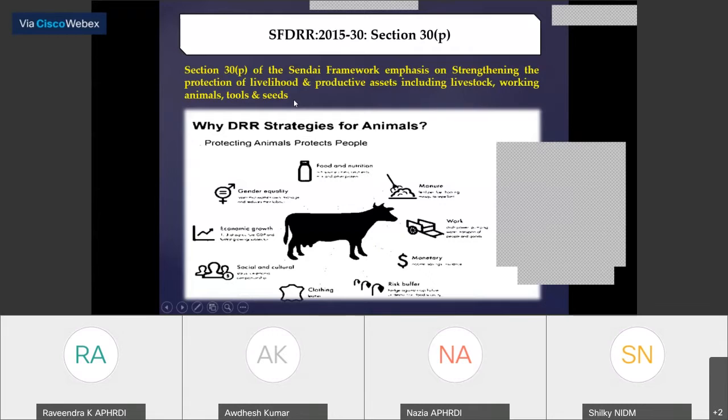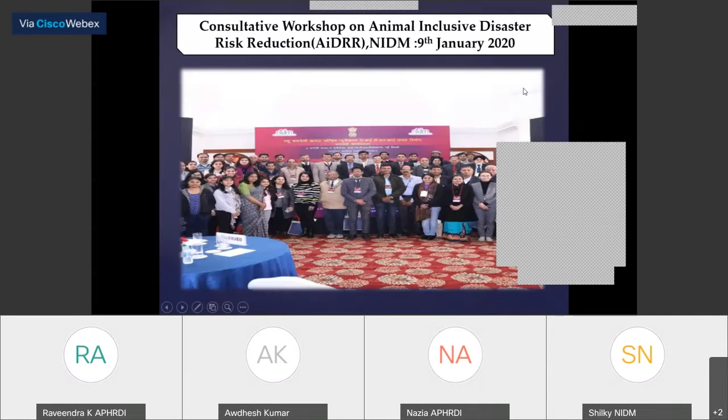Ashish Panda sir was saying that during a disaster, it is a very difficult situation to save the lives of human beings, so who will think about the animals? So this Section 30P of the SFDRR 2015-30 basically provides guidance about protecting animals, tools and seeds. This is why DRR strategies for animals are important, because lots of people, especially from rural areas, are dependent upon animals. In this regard, on 9 January 2020, a workshop was conducted by NIDM.